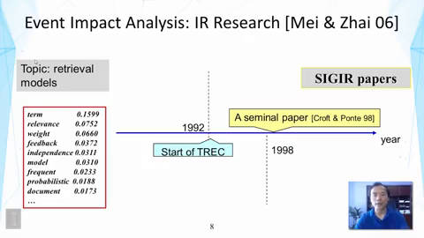One is the start of TREC, the Text Retrieval Conference. This is a major evaluation effort sponsored by the US government, and it was launched in 1992 or around that time. And that is known to have made an impact on the topics of research in information retrieval. The other is the publication of a seminal paper by Croft and Ponte. And this is about the language modeling approach to information retrieval. It's also known to have made a high impact on information retrieval research.